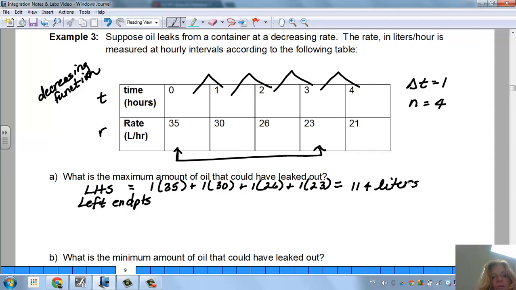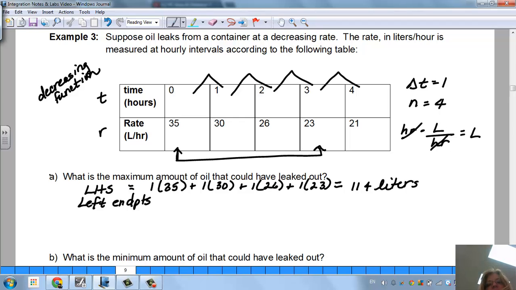Okay? How do I know this? Well, if I take hours and I multiply them by liters per hour, I want you to notice something. They cancel out, and I get liters for an answer. So this tells you the actual amount that's coming out of that tank. And I know it's an upper estimate, because this is a decreasing function.